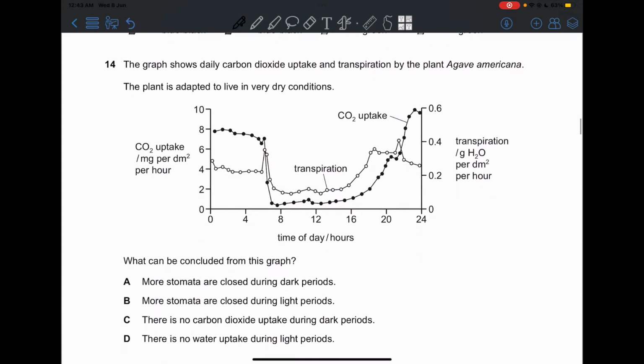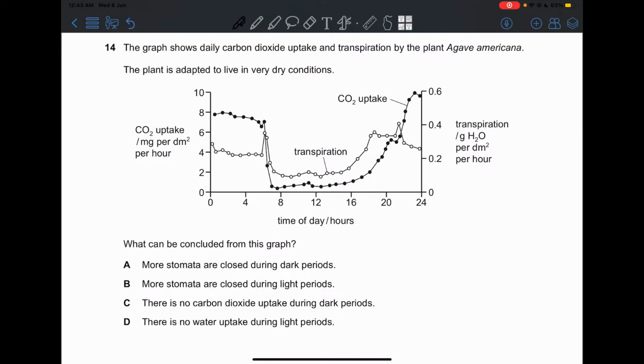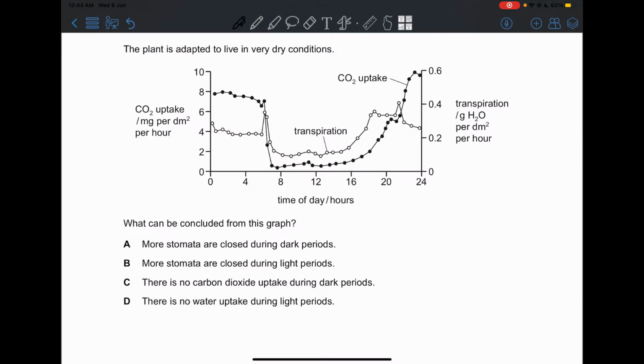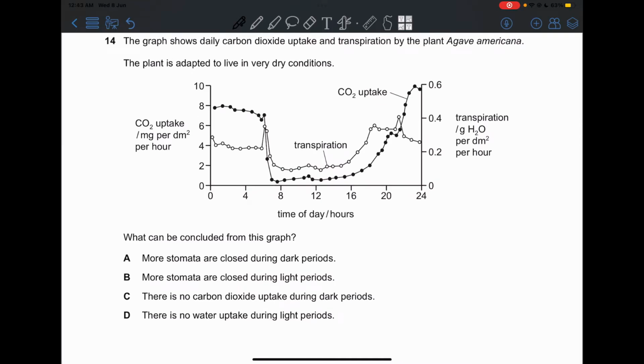Now, number 14, the graph shows daily carbon dioxide uptake and transpiration by the plant. What can be concluded from this graph? Now, we know that when the stomata is closed, there is a lower rate of carbon dioxide uptake, and there is also lower transpiration. So when there is lower transpiration, that means that the stomata was closed. So let's read the options. More stomata are closed during the dark periods. Now, over here, we can see in the dark periods, from about hour 17 or hour 20, the stomata was actually opened because the carbon dioxide and the transpiration rates were increasing very much compared to the light hours. So this is incorrect.